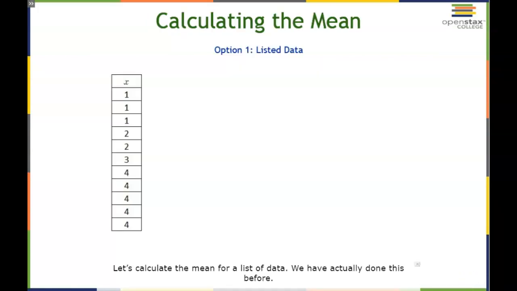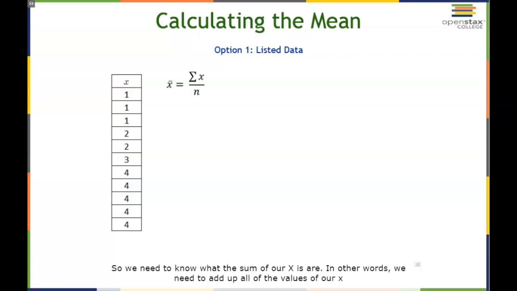Let's calculate the mean for a list of data. We have actually done this before, so the equation is X bar equals the sum of X divided by N. So we need to know what the sum of our x's are. In other words, we need to add up all of the values of our x. 1, 1, 1, 2, 2, 3, 4, 4, 4, 4, 4. And this adds up to 30.